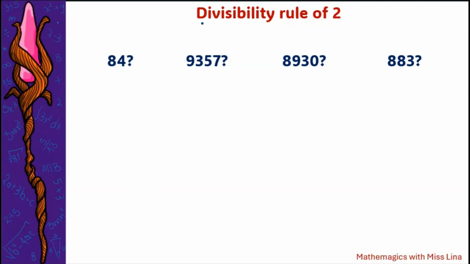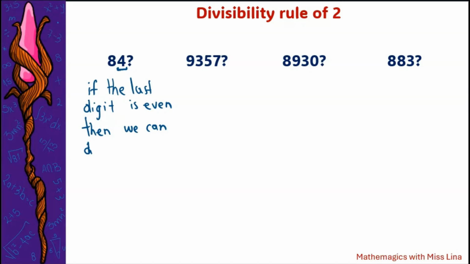So, with the divisibility rule of 2, we just need to check the last digit of the number. And we need to check that that digit is a multiple of 2 or is an even number. This should be even. Let's put it here so you don't forget it. If the last digit is even, then we can divide by 2 with no leftovers.